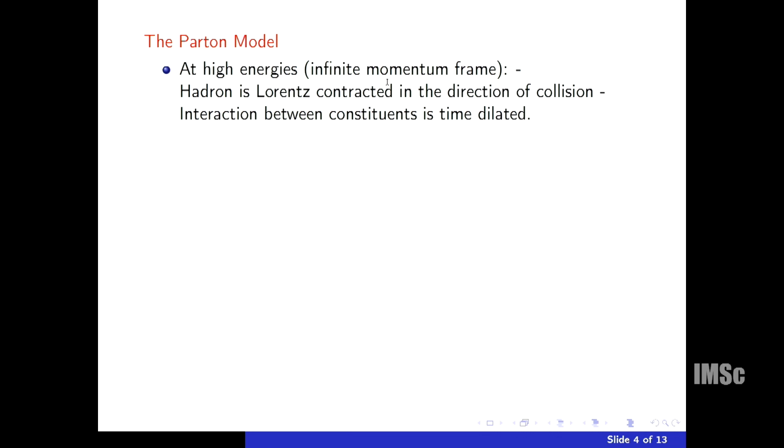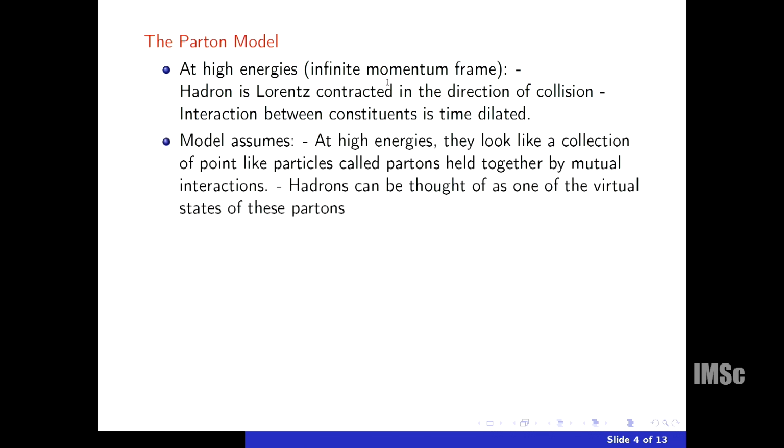Okay, so we use a parton model, which is given by Feynman and Bjorken, and it is a model at a very high energy limit, or you can say infinite momentum limit, where the hadron is Lorentz contracted in the direction of collision, and interactions between its constituents get time dilated. So what are the assumptions of the model? They assume that the incoming particle is coming with very high momentum, and it is seeing the hadron as a collection of point-like particles which are held together by mutual interaction.